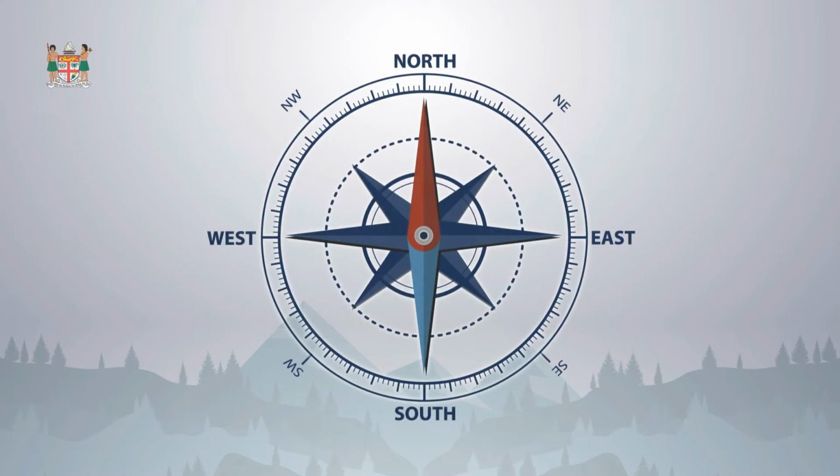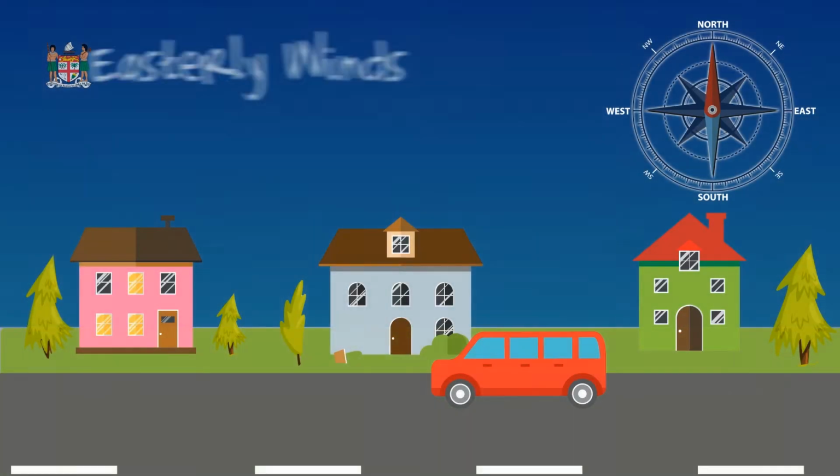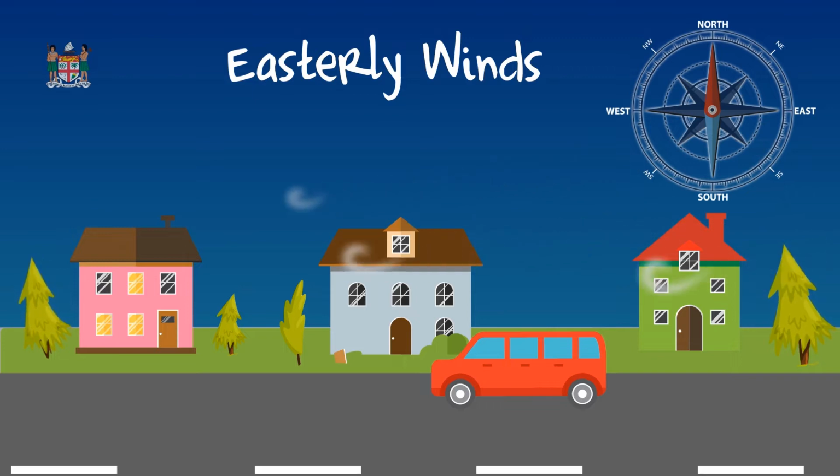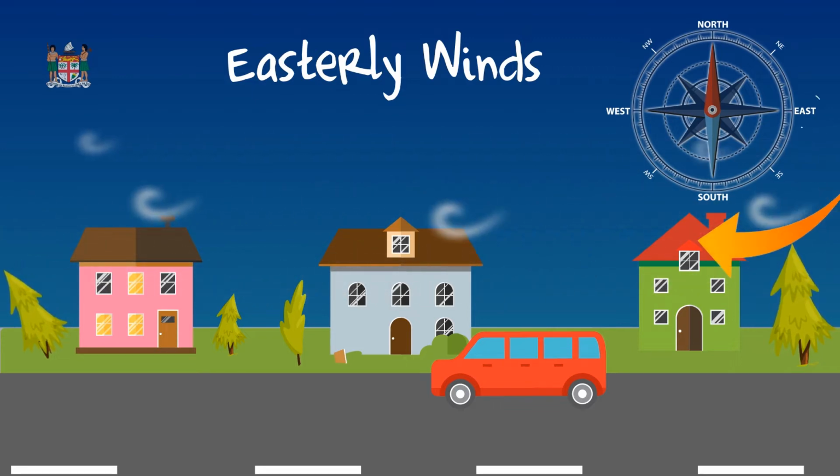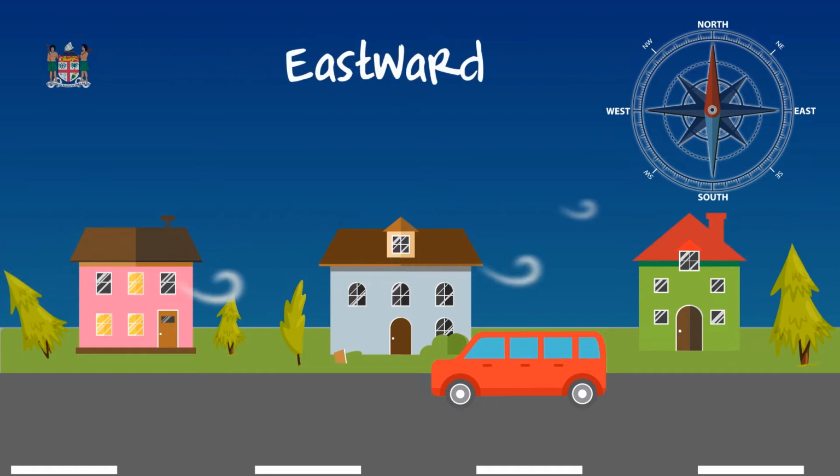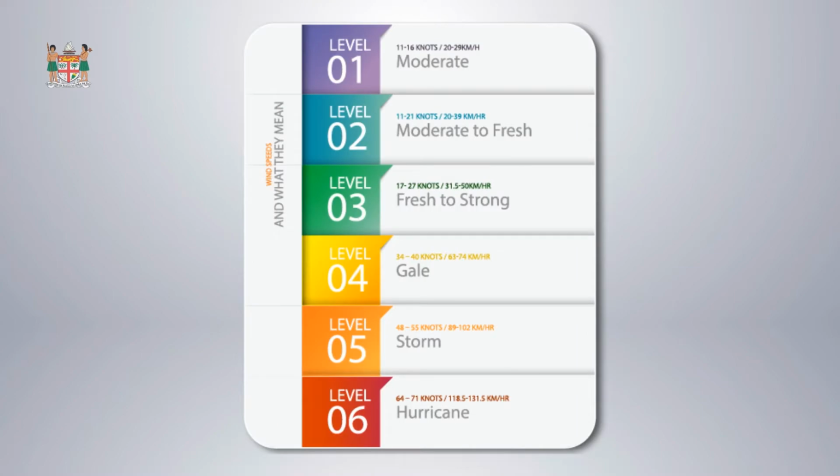Now, let's discuss the winds using the compass. For instance, when we say easterly winds, this means that the winds are coming from the east. When we say eastward, this means that the winds are going towards the east, that is, blowing from west to east. The description and intensity of the winds are as follows. So, when someone says that we have moderate to fresh easterly winds, it means that the wind speed is between 11 to 21 knots and the wind is coming from the east.